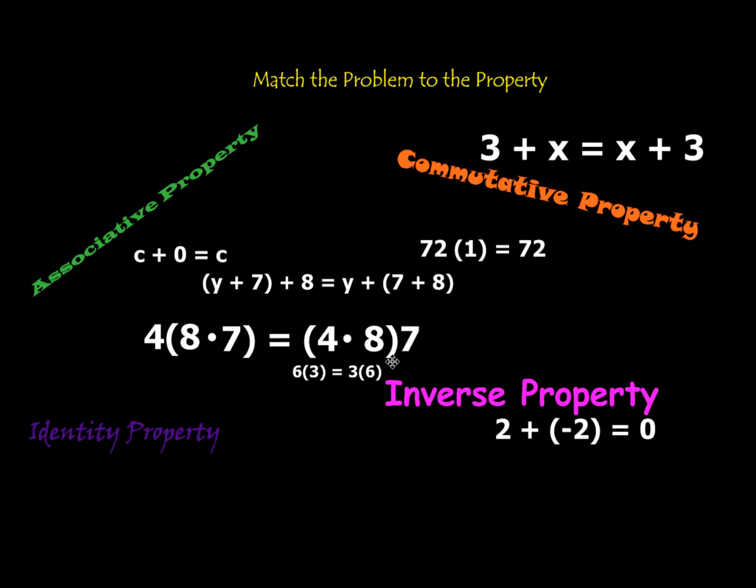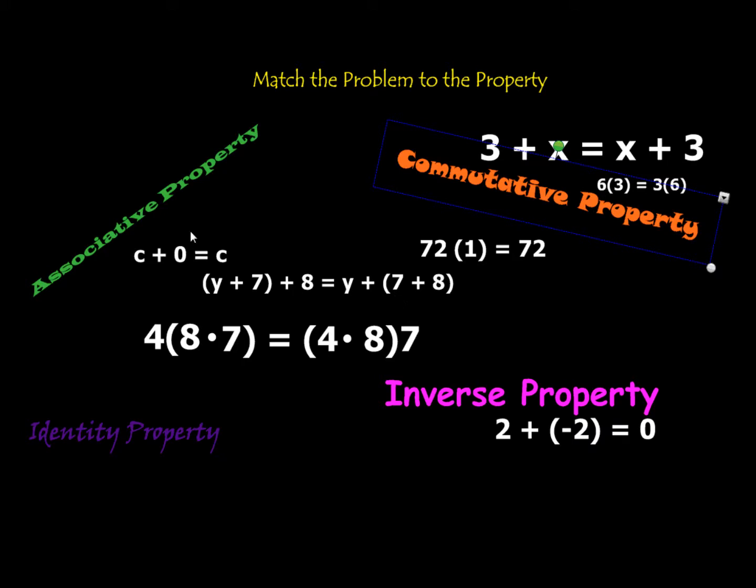Let's see. Another one that looks like it's kind of like the order and flip-flopping it is this one. 6 times 3 is equal to 3 times 6, but this time it's with multiplication. So I'm thinking that has to be the commutative property of multiplication. Oh my! You are getting smarter by the minute. I just love it.